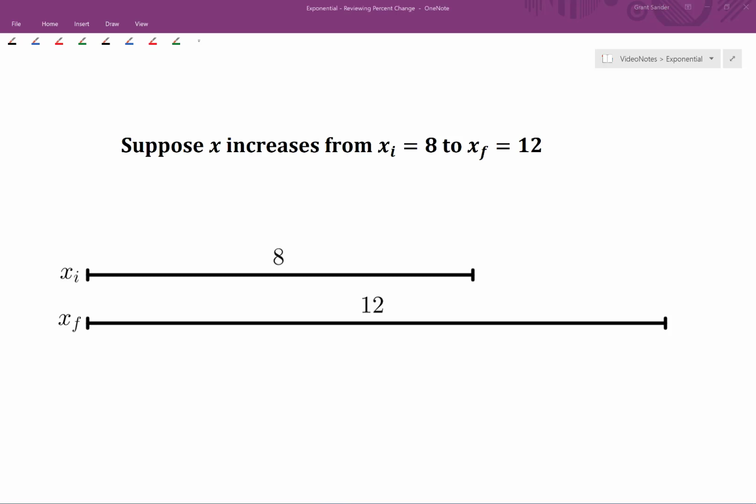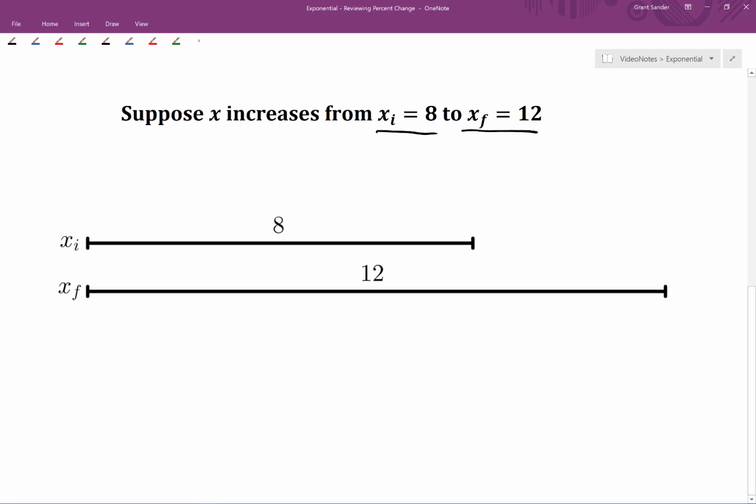In this video, we will review the idea of percent change. So suppose x increases from an initial value of 8 to a final value of 12. I have these initial and final values represented by line segments down here. So if x increases from 8 to 12, we can represent that change in value using a vector. So we'll draw a vector like that to represent the change.